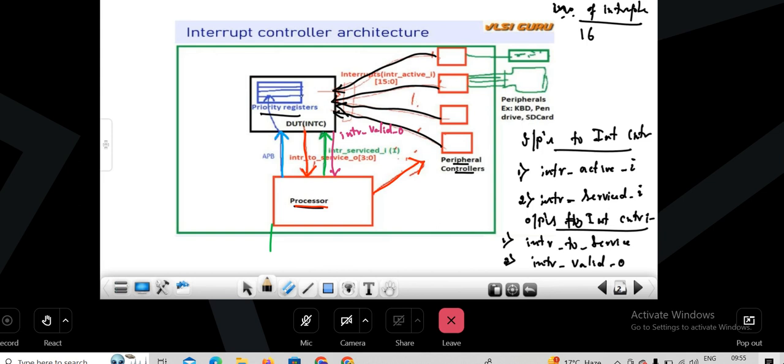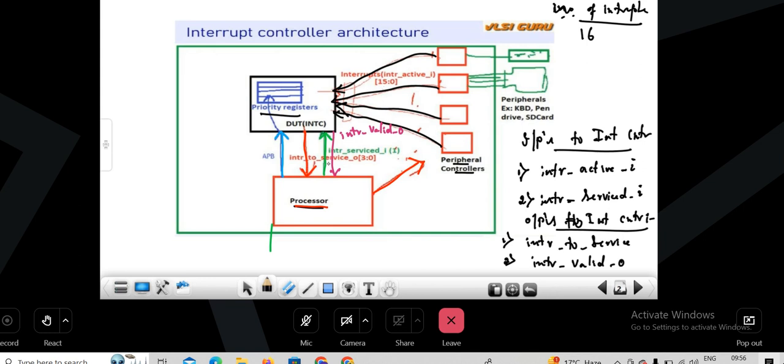16 questions. To store this in the priority register, the depth is 16. What is the width? 4. If there are 32 questions, what is the priority register depth? 32. Width is 5. Did you understand? Is it clear? Now, what is the interrupt active? It is a vector of 15 down to 0.